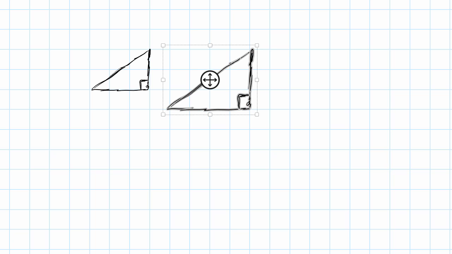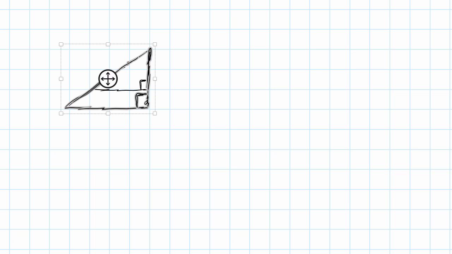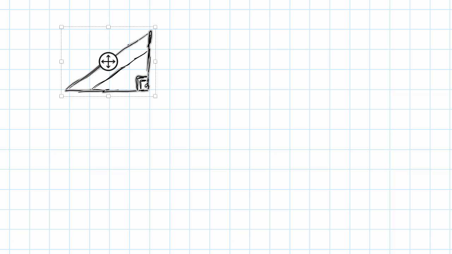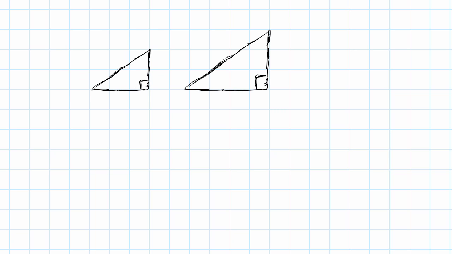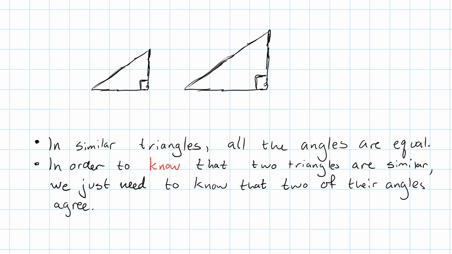How are these two triangles related to each other? Well, notice, if I take this triangle and set it on top of the first one, the small angle matches, the middle angle matches, and of course, the right angle, the square corner, matches. If two triangles are similar, all of their angles are the same size. In fact, because of the relationship of the angles of a triangle, in order to know that two triangles are similar, we just need to know that two of their angles are equal.